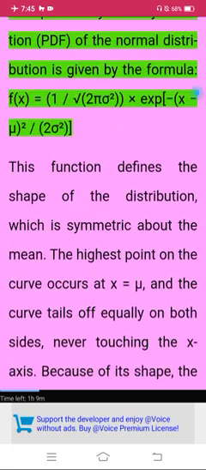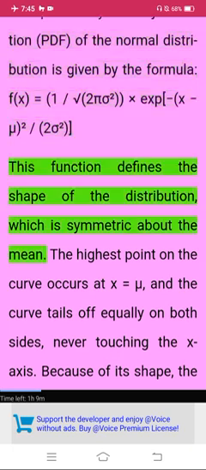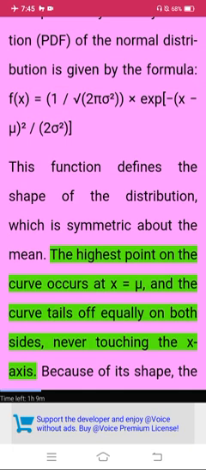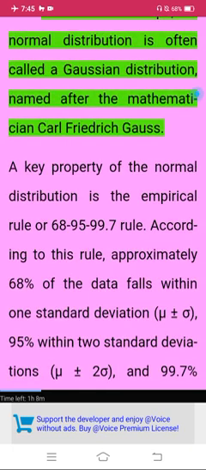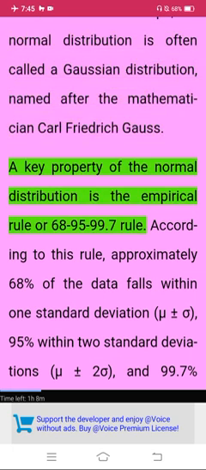In its standard form, the normal distribution is denoted as X ~ N(mu, sigma squared), where sigma squared is the variance. The probability density function, PDF, of the normal distribution is given by f(x) = 1/(sigma √(2π)) × exp(−(x − mu)^2 / (2 sigma squared)). This function defines the shape of the distribution, which is symmetric about the mean. The highest point on the curve occurs at x = mu, and the curve tails off equally on both sides, never touching the x-axis. Because of its shape, the normal distribution is often called a Gaussian distribution, named after the mathematician Carl Friedrich Gauss.